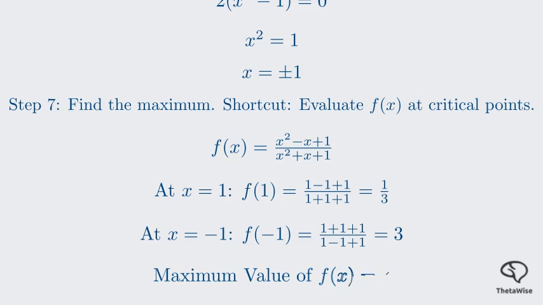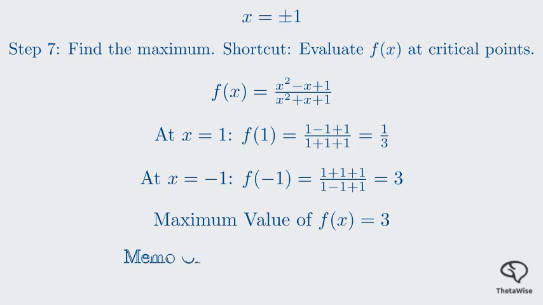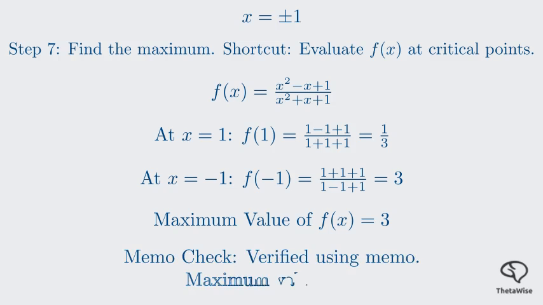This shortcut saved us a lot of calculation and potential errors. The memo also states that the maximum value is 3. Verified. So, remember, sometimes the best way to determine the nature of a turning point is not the second derivative test, but a simple comparison of the function's value.